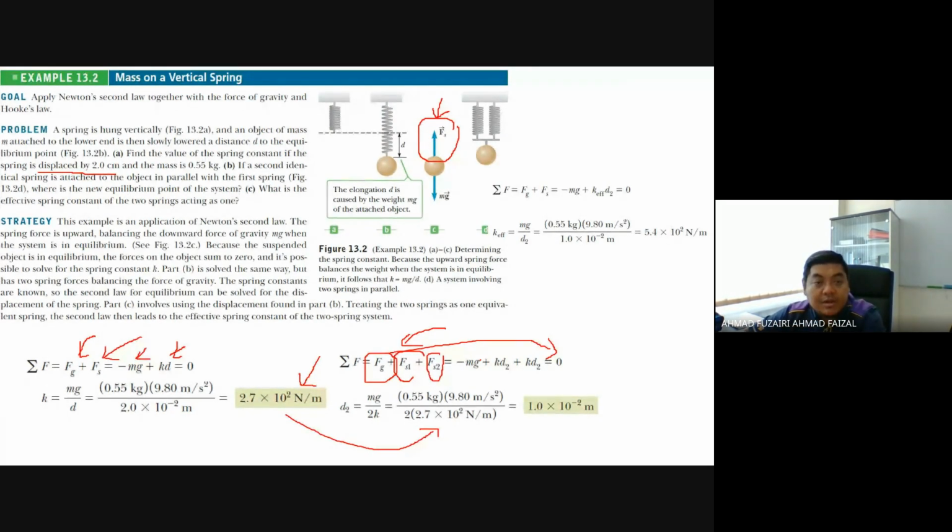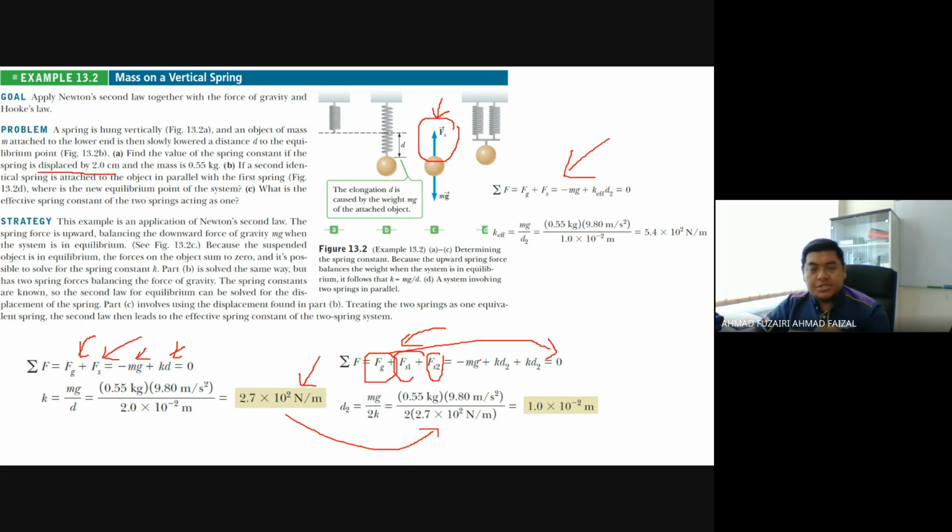And the last one: what is the effective spring constant of the two springs acting as one? Because right now we put the springs side by side, that means we need to find the combination of k when we combine them in parallel. So we can use this type of equation.